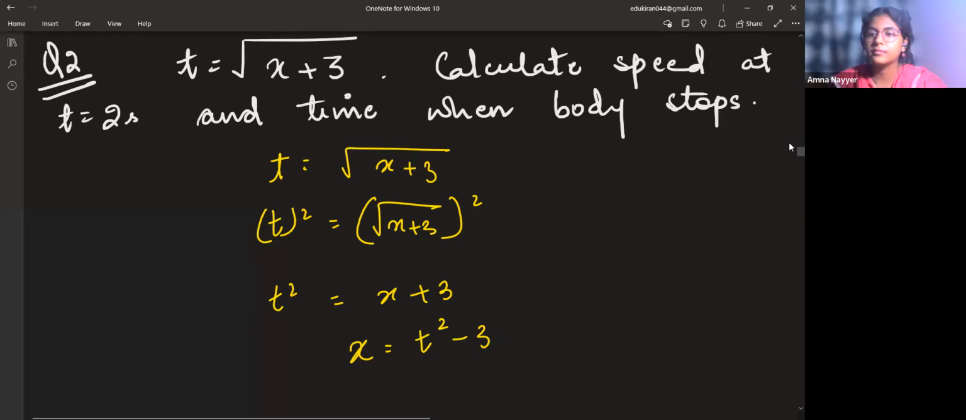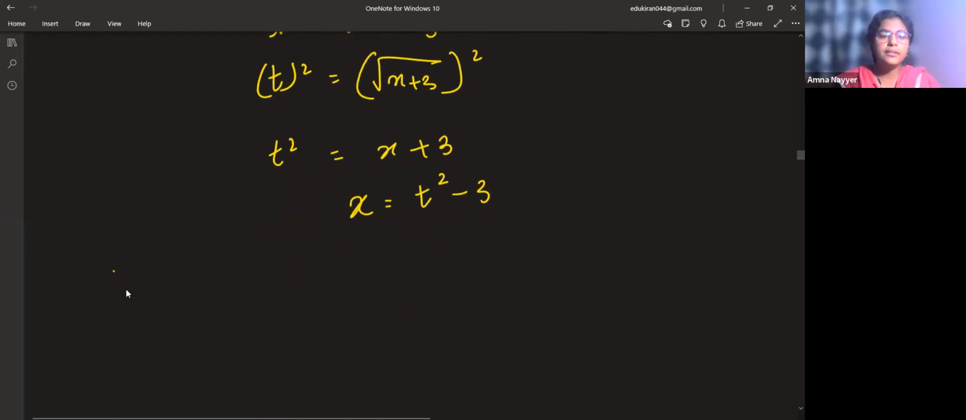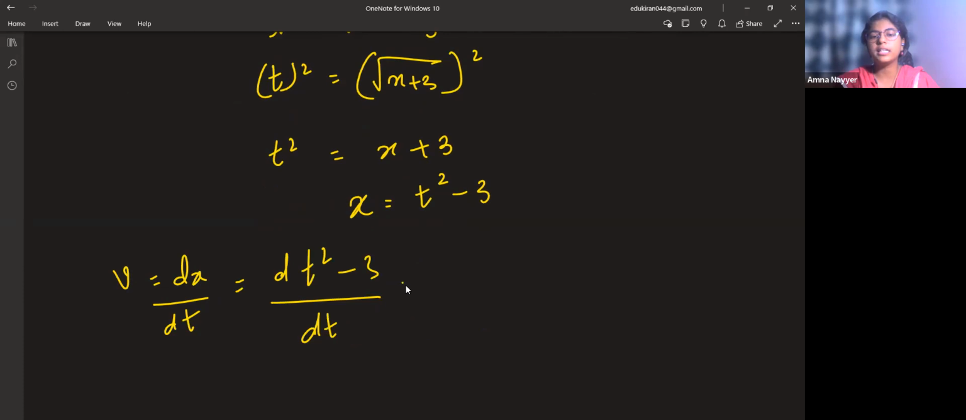See, velocity will be dx over dt, so this is differentiation of t square minus 3 over dt. Abdul, t square, how do we differentiate it? T raised to 2, so 2 into t to the power 2 minus 1, and when you differentiate 3, it is 0. Perfect. Very good. So velocity is 2t, because t to the power 2 minus 1 is 1 already.